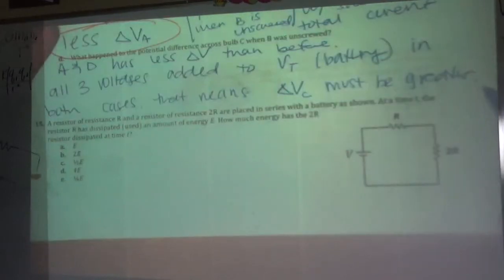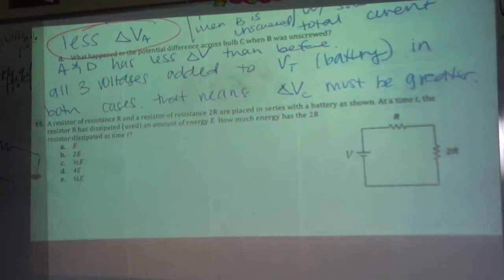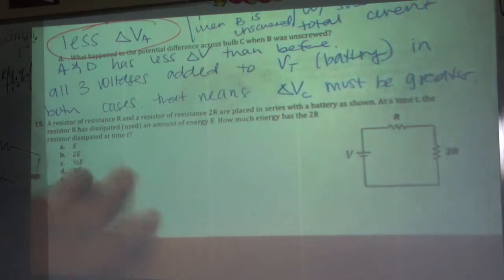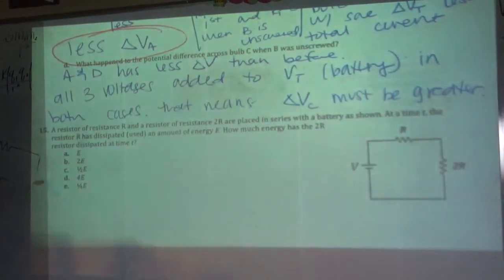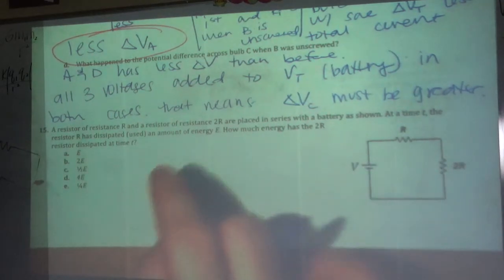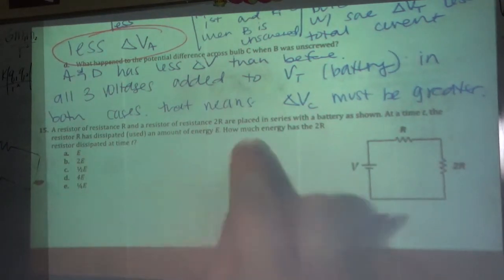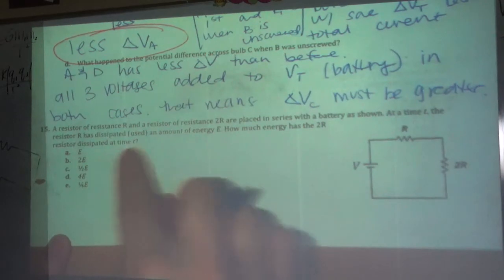Alright, number 15. A resistor of resistance R and a resistor of resistance 2R are placed in series. At time t, the resistor R has dissipated or used up an amount of energy E. How much energy has the 2R resistor dissipated at time t? So how much energy has each used up? It's tempting to think through voltage, but it's actually not just the voltage, because voltage is how much energy, but I'm asking in reference to the amount of time.